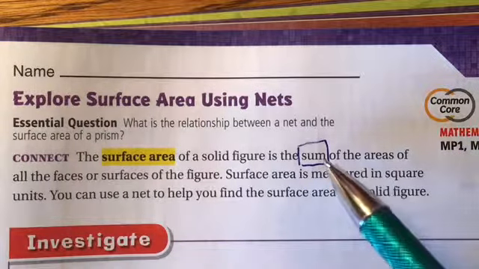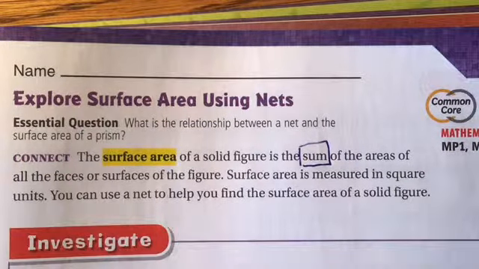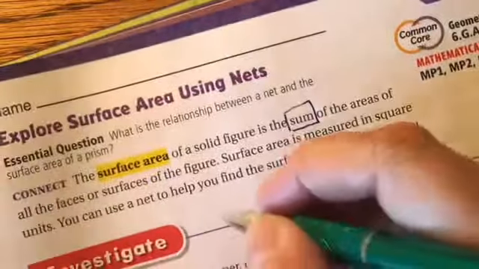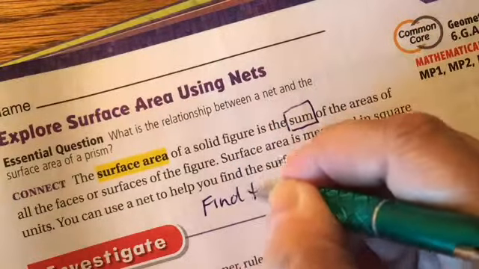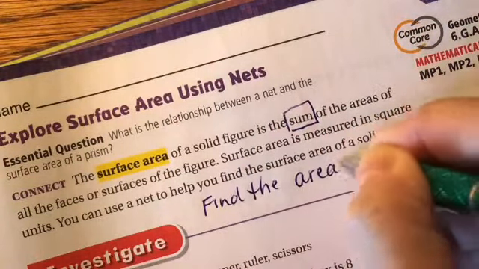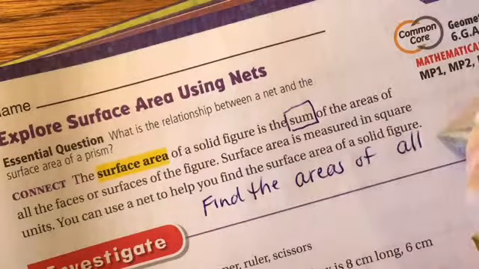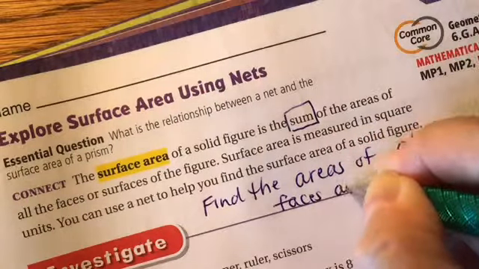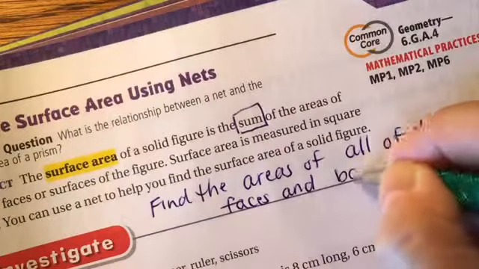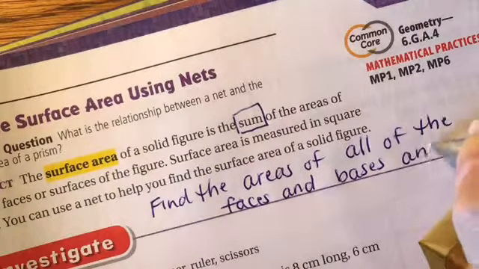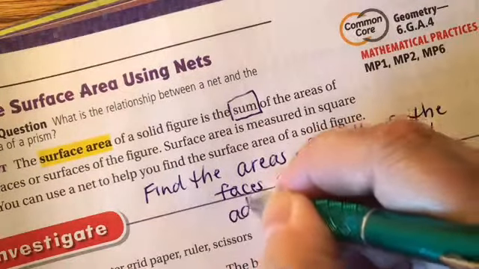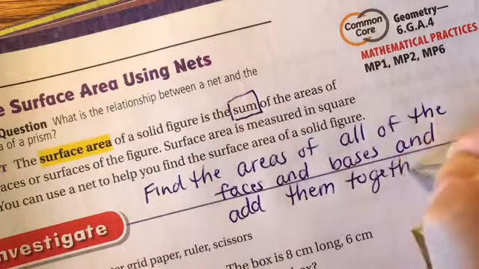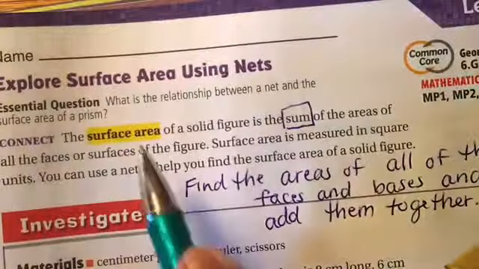All right, so sum means we're going to find the areas of all of the faces and bases and add them together. Let's write that down. Find the areas of all of the faces and bases and add them together. That's how you find surface area.